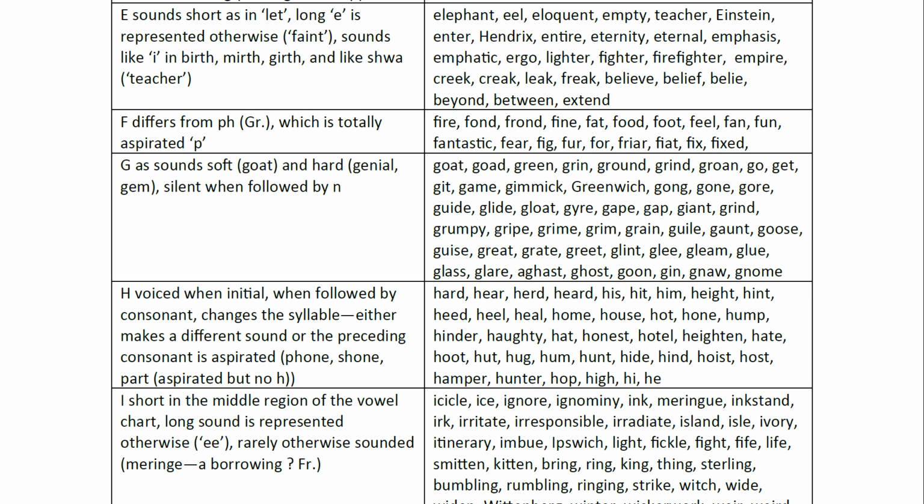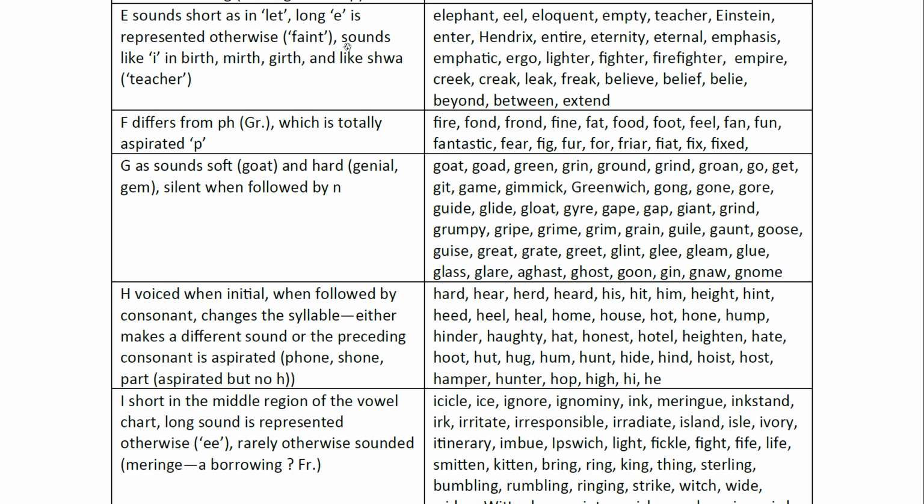Sounds like I in birth, mirth, girth. Why have I written this? What do I mean by this? I don't seem to recall why I had written this, and there's no explanation here, so you'll forgive me for this. I beg your pardon for this one.